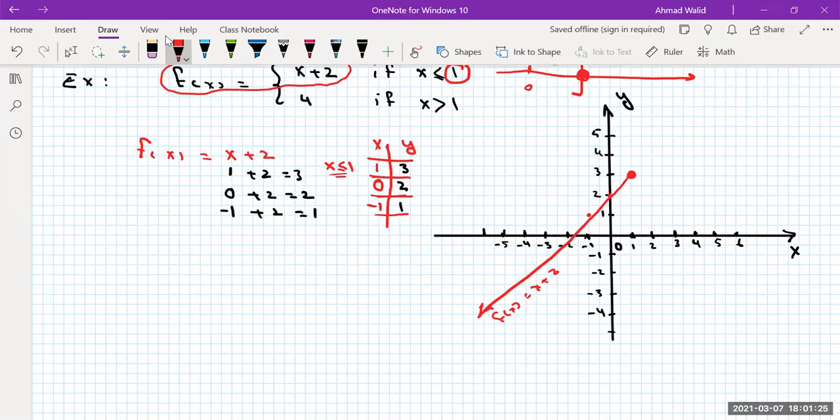Now, look at your second function. Let me use blue this time. F of x equals 4. Which kind of line is this? Even you don't need a table. F of x equals 4 means y equals c, right?